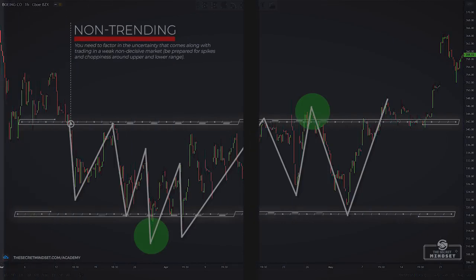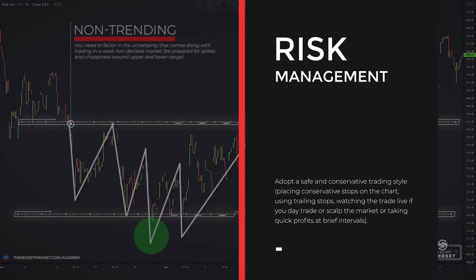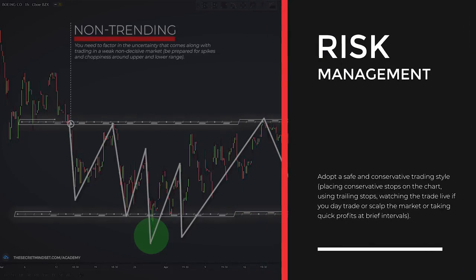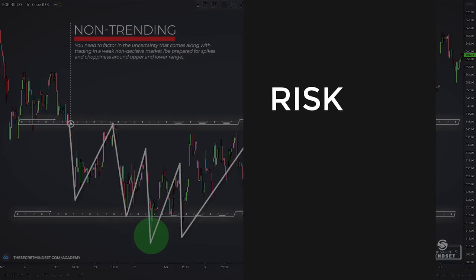This likelihood calls for a safe and conservative trading style, whether that involves placing conservative stops on the chart, using trailing stops, watching the trade live if you day trade or scalp the market, or taking quick profits at brief intervals. You must take all the actions necessary to safeguard yourself from reversing market action.